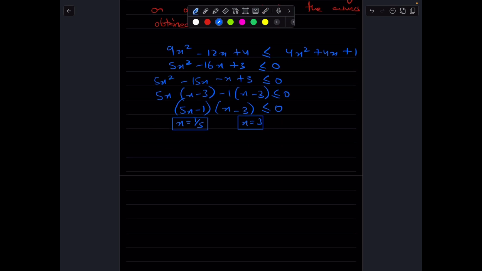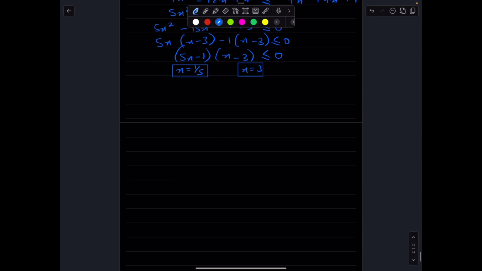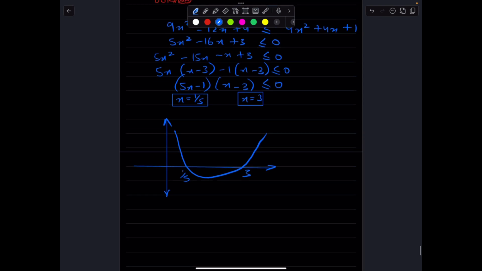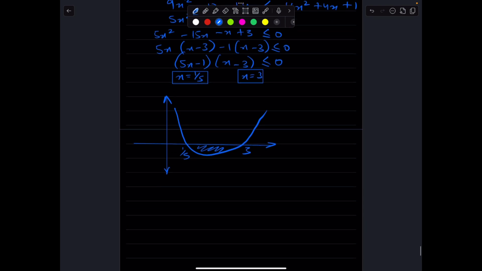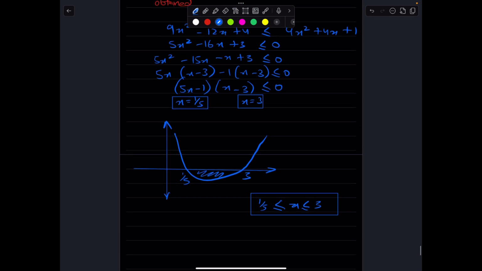The next step is then drawing the graph. First of all, make the grid and then make the typical shape of a quadratic graph and indicate the roots, the solutions of the graph. The sign is less than or equal to, and thus the region below the x-axis is required and we shade that region. And our final inequality turns out to be x lies between 1 over 5 and 3. And this is our final answer.